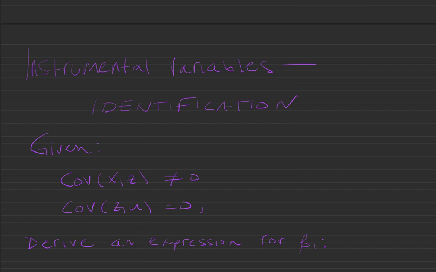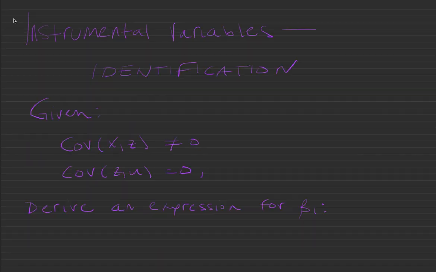Let's look at the identification of an instrumental variables estimator. Given that our assumptions hold, that is, the covariance between x and the instrument z is not 0, and the covariance between z and the error in the structural equation is 0, we can derive an expression for beta 1. So let's do that. Let's derive an expression for beta 1 and think about the identification for beta 1.